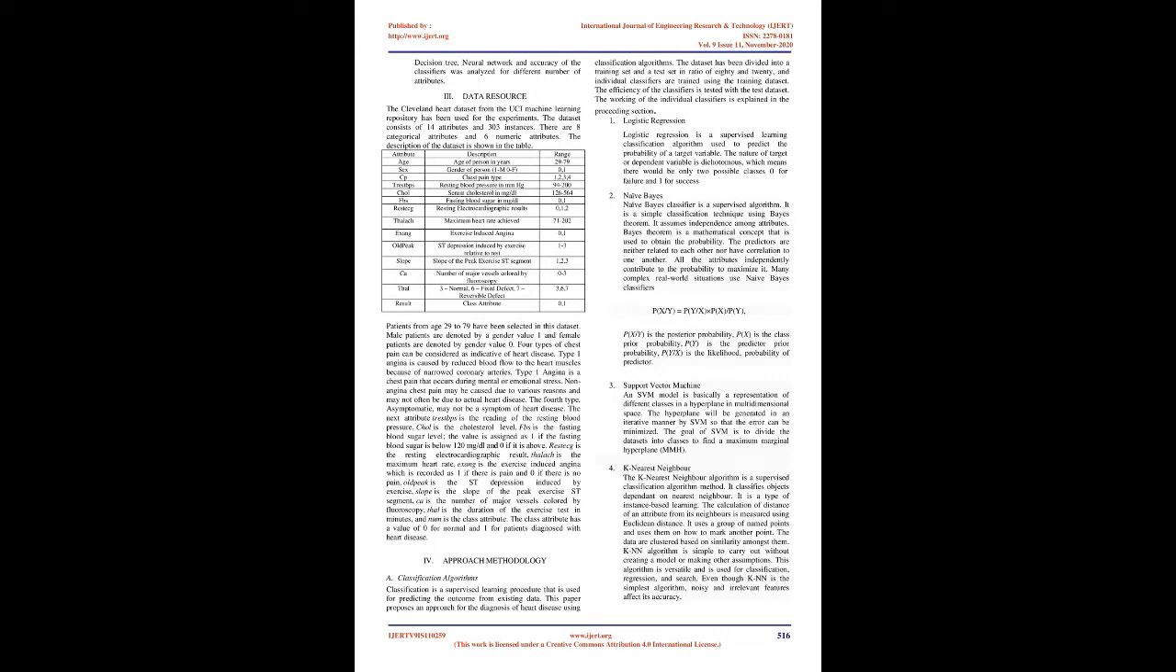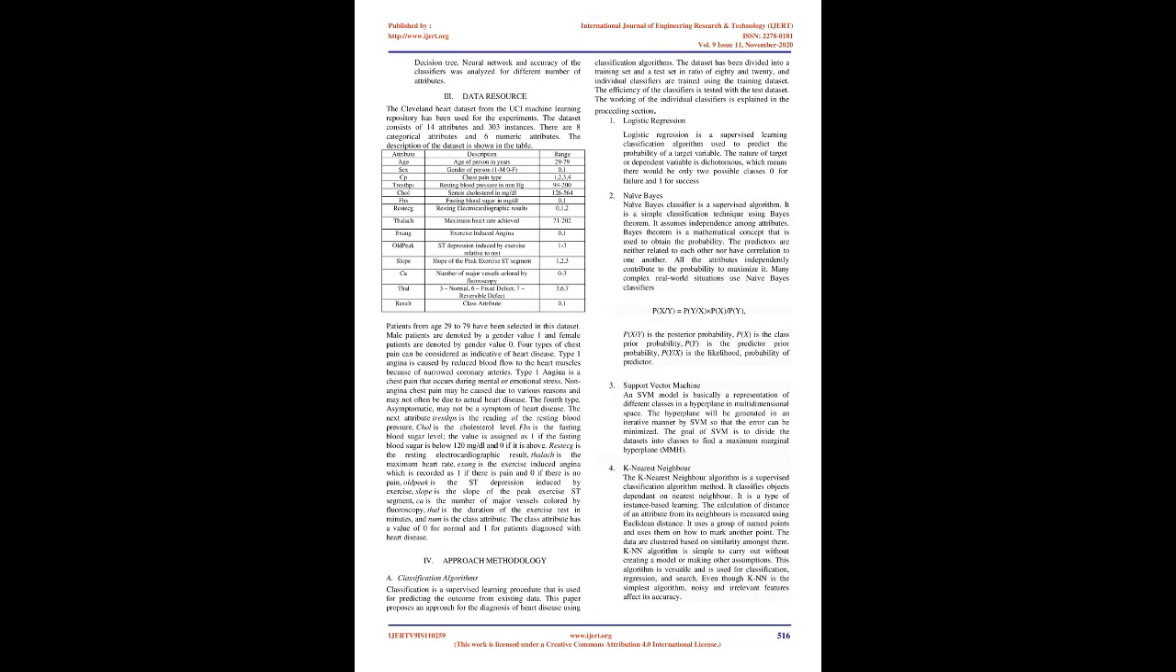The classification techniques used were naive Bayes, KNN (k-nearest neighbor), decision tree, and neural network, and the accuracy of the classifiers was analyzed for different numbers of attributes. 3. Data resource. The Cleveland Heart dataset from the UCI machine learning repository has been used for the experiments. The dataset consists of 14 attributes and 303 instances. There are 8 categorical attributes and 6 numeric attributes. The description of the dataset is shown in the table.